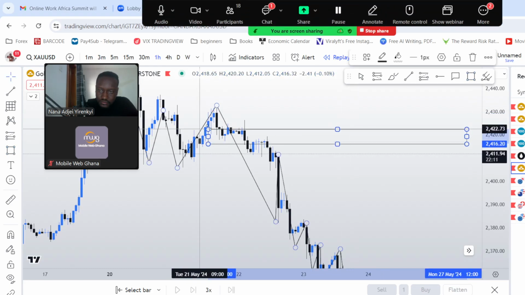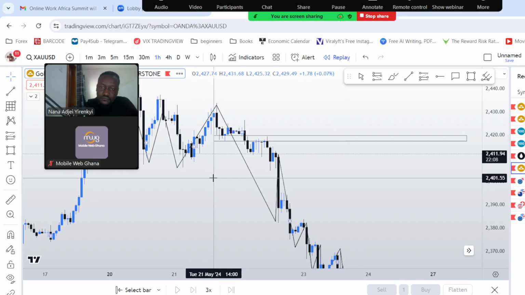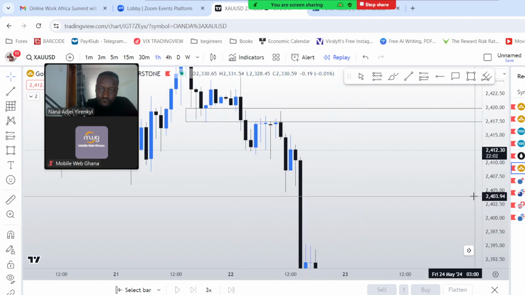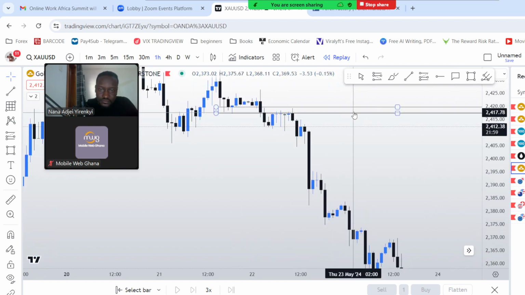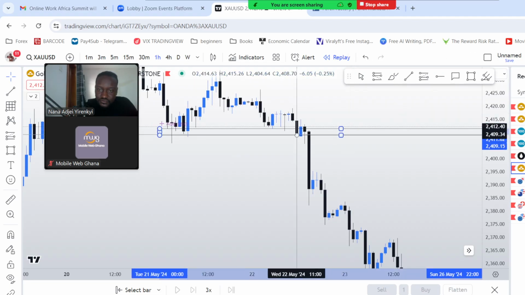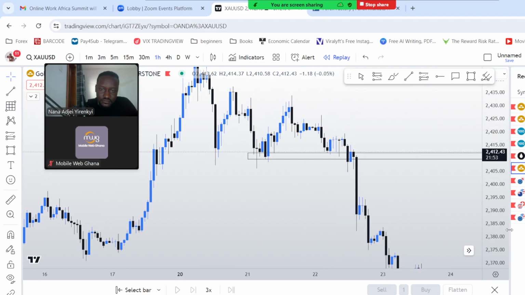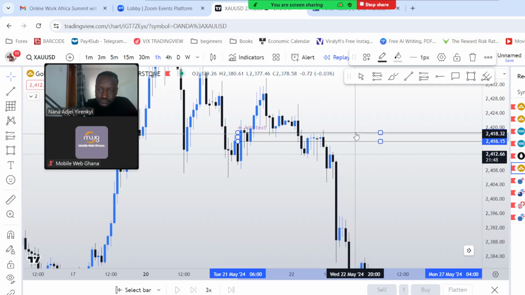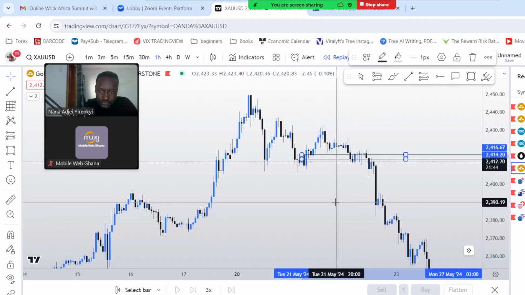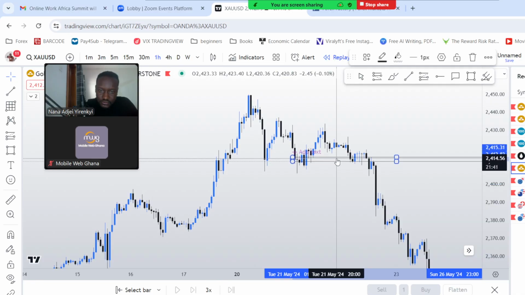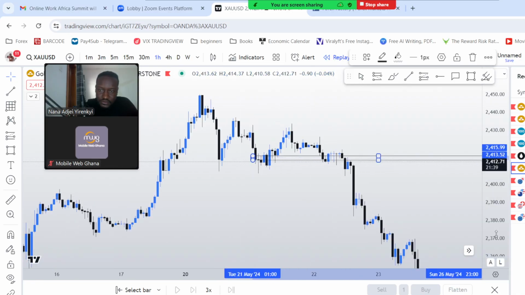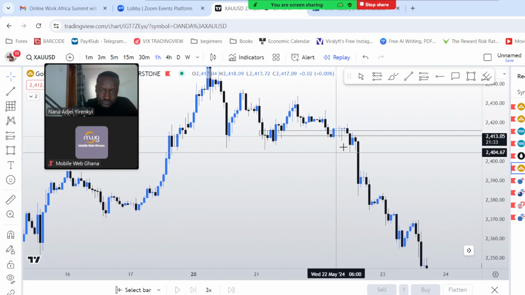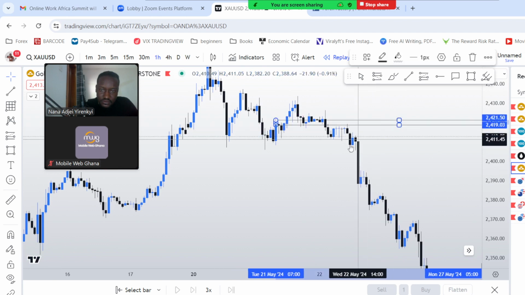Around this area. So when price formed a resistance, I'm just trying to find a hammer pattern. This kind of looks like a hammer pattern. Okay, I think I found one.